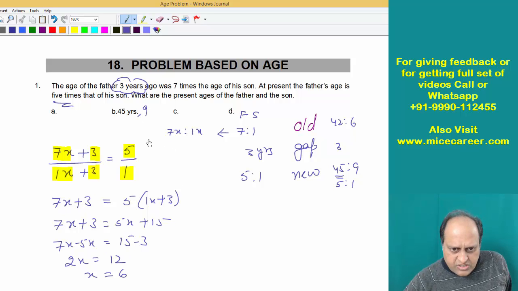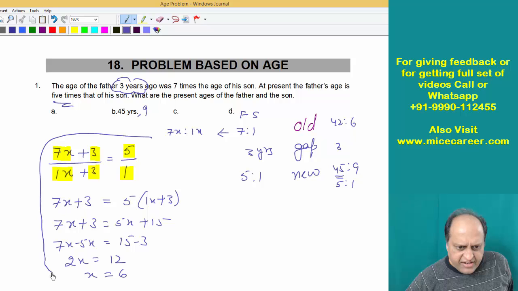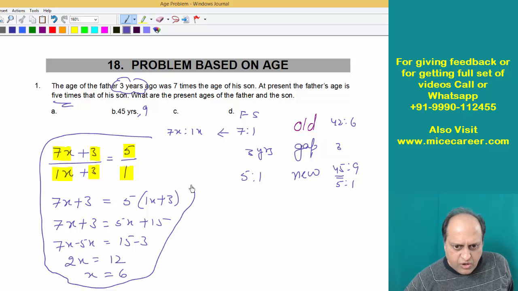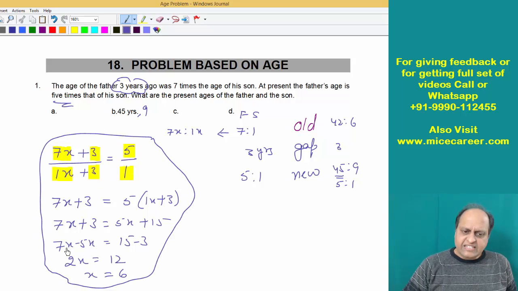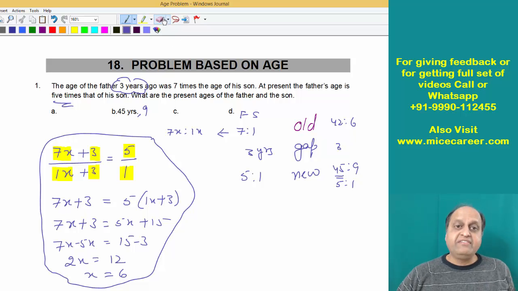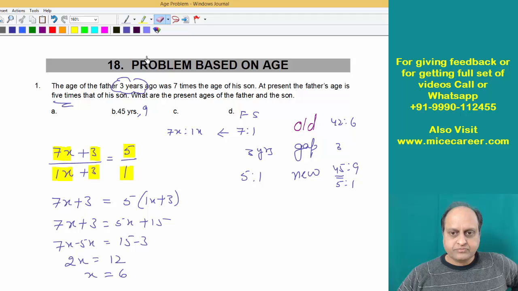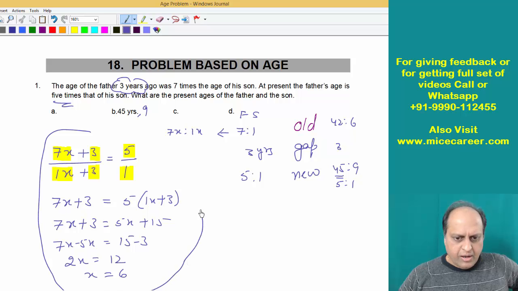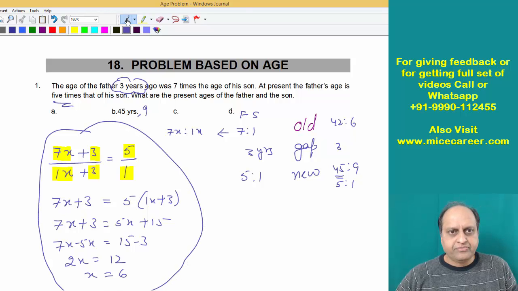Now here you see we have done a lot of calculation for solving x. This x you can solve very fast and save your time. I'll tell you how. This is the long way of doing it. Got my point? Now I'm telling you the short way.